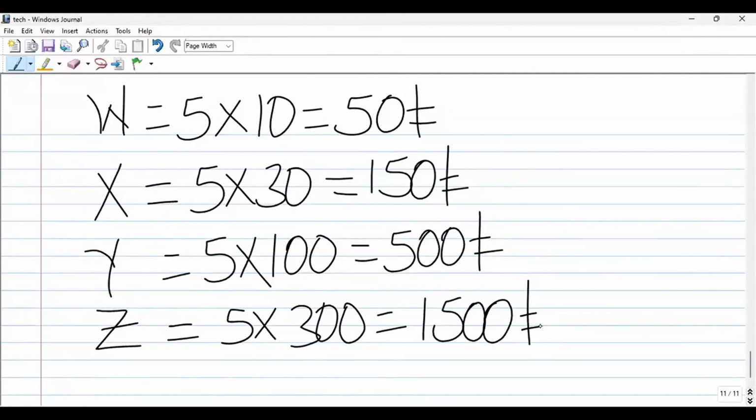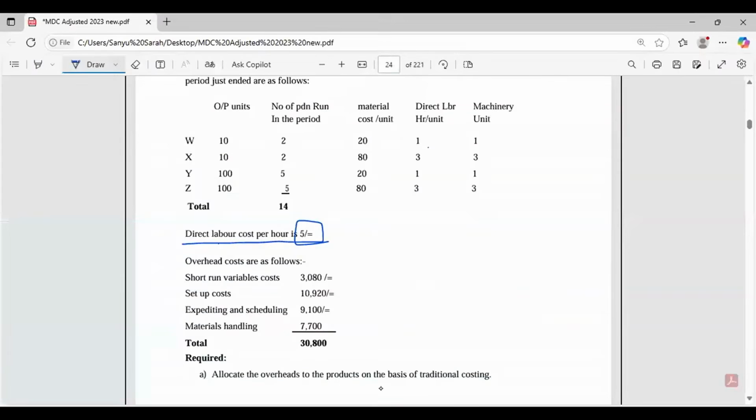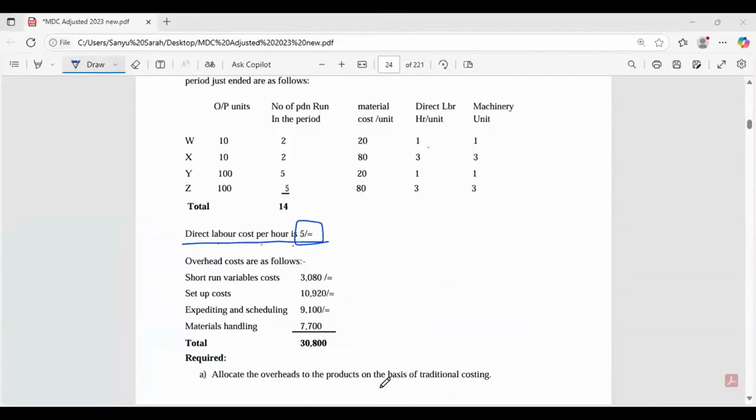The labor rate per hour, which was given to us. They told you the direct labor cost per hour is 5 shillings. For every labor hour you're going to incur 5 shillings. So if I want to know product W, the labor cost, I'm going to get 5 times the number of hours they use to produce W, and so on. So 5 is the labor rate given to us.